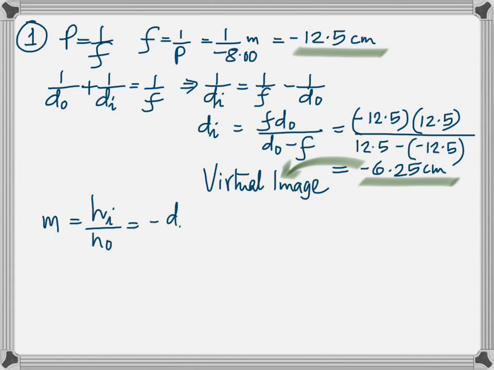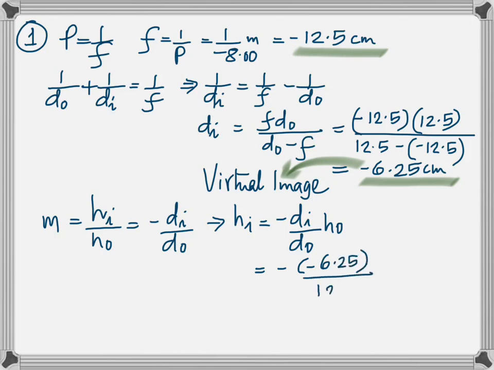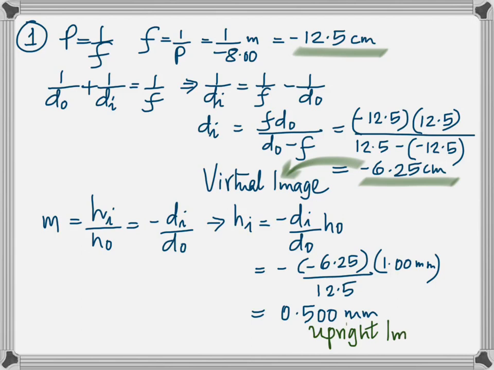And you have the two formulas for magnification. One is HI by HO and the other is negative DI by DO. So you can find HI because the other three are given. Since you get HI is positive, that means it's an upright image, and of course an upright image is a virtual image.